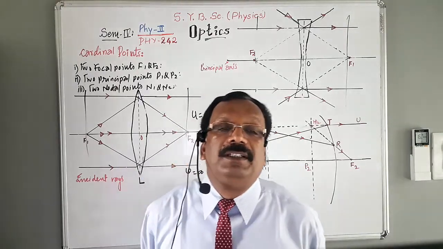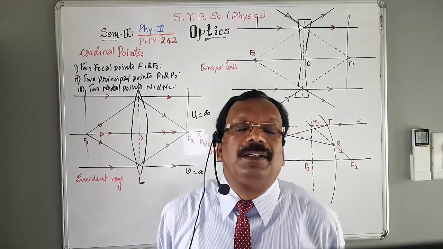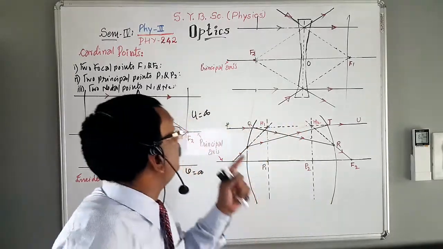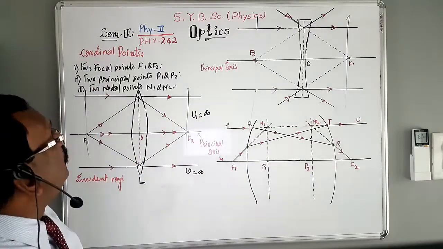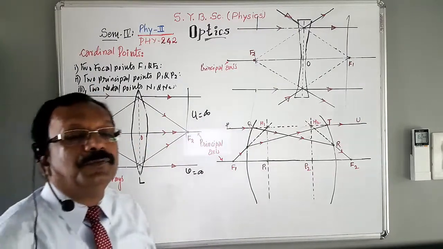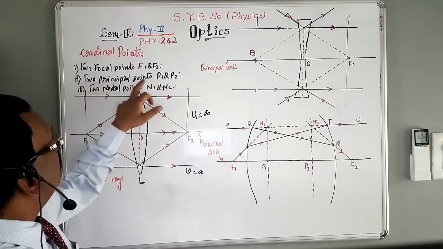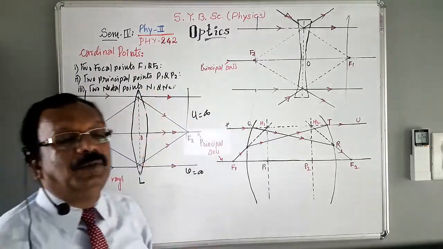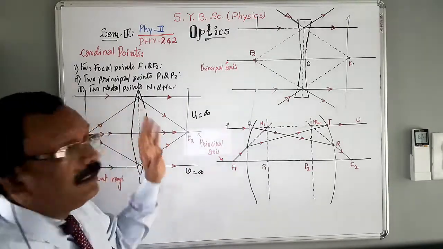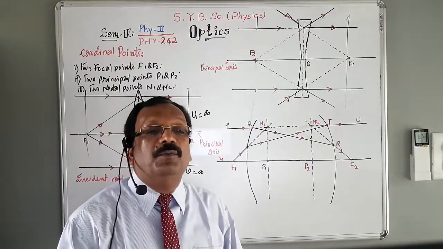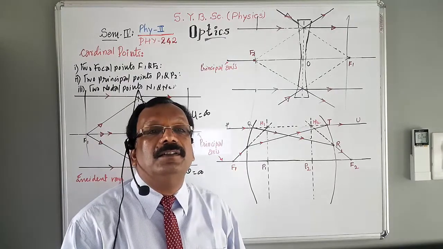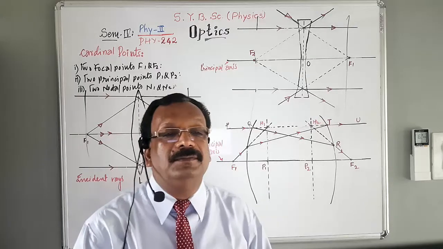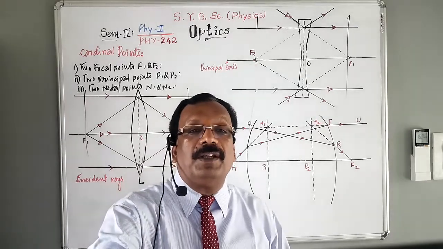Here we are going to see the 6 cardinal points one by one: 2 focal points F1 and F2, 2 principal points P1 and P2, and 2 nodal points N1 and N2. In all there are 6 points, called cardinal points. Now we are going to see them one by one.